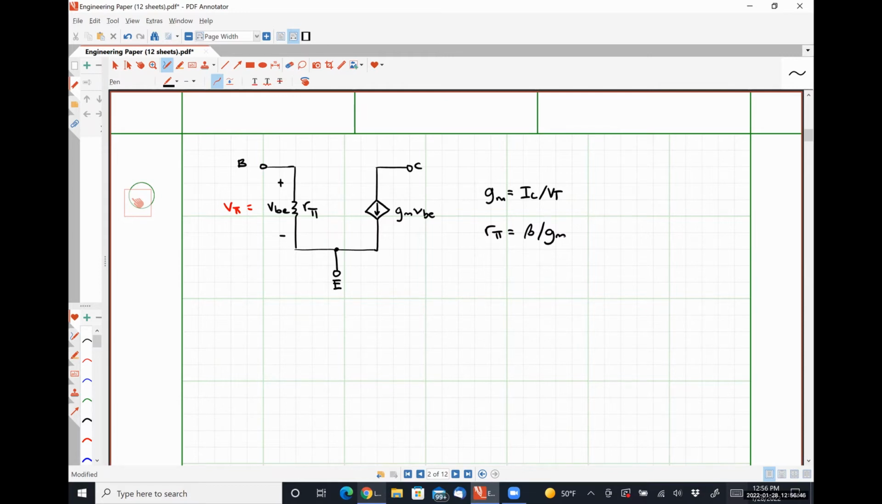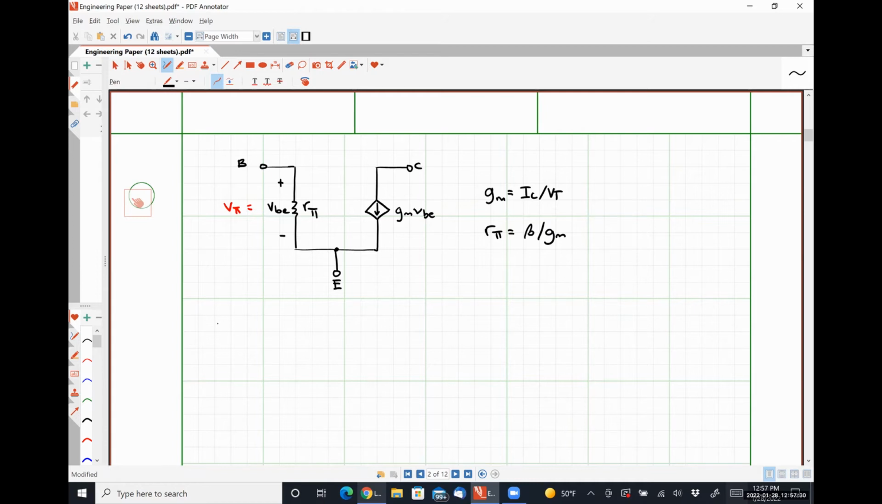Okay. Now, to this point, we have neglected the early effect. Let's talk about what happens when we include it. Okay, and it's really not that big of a deal. So when early effects are present, lowercase i, capital C, changes due to perturbations on lowercase vce, right? So if we have a change in the collector emitter voltage, we should see a change in IC.